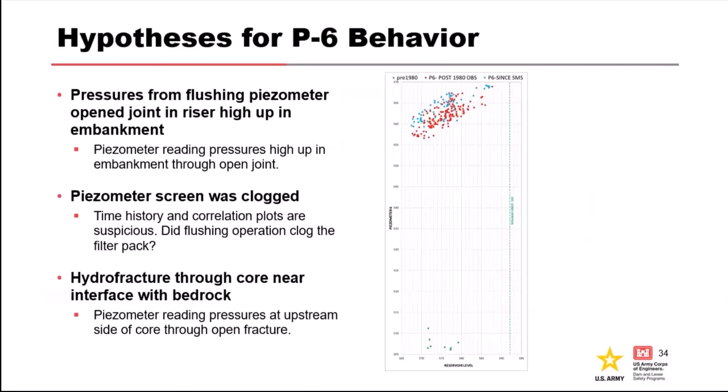So we had a few hypotheses for the behavior of piezometer 6. These included pressures from the piezometer flushing opened a joint in the riser pipe in the embankment, reading higher pressures in the embankment. The piezometer screen could have been clogged. That was a suspicion I had looking at the data. Or is there a hydrofracture through the core near the interface with the bedrock, reading pressures at the upstream side of the core through an open fracture? So I'm going to pause this case history now, and we're going to talk a little bit about groundwater next, and then we'll pick up this case history after.